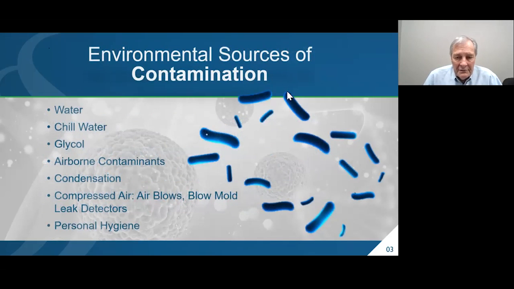In-process environmental contaminants can occur through a number of processes: water, chill water, glycol, airborne contaminants, condensation, compressed air used in leak detectors, blow molded containers and air blows, and personal hygiene are things that can affect contamination in dairy products. For those of you who don't know, chill water and glycol are coolants used in the dairy industry, and they can be a significant source of contamination. I will be discussing those in upcoming slides.